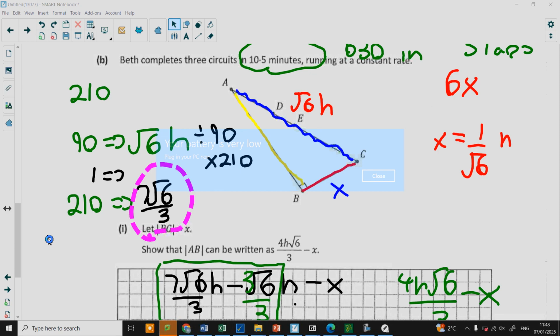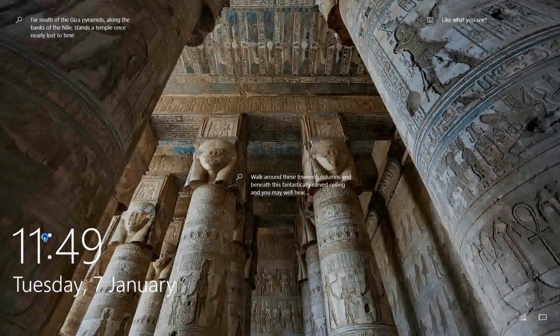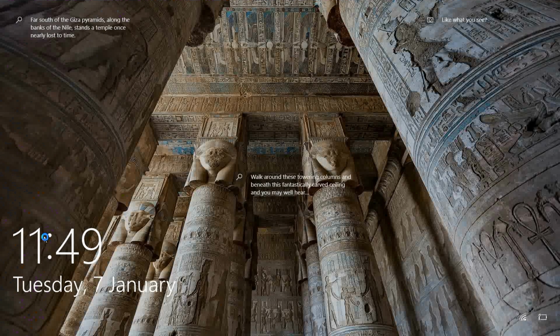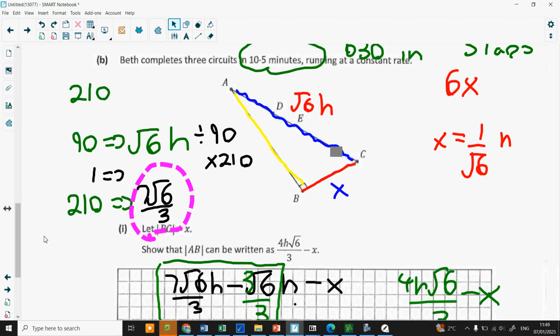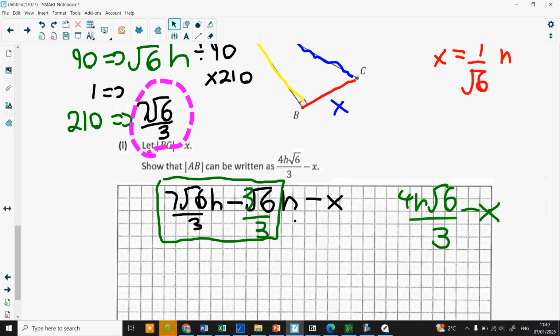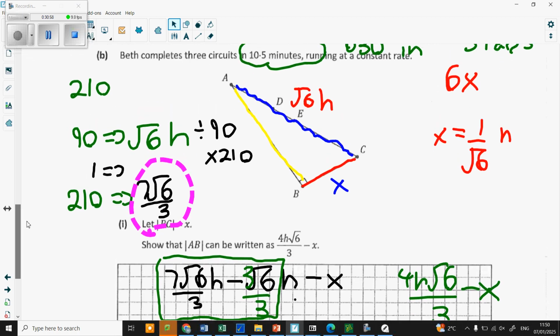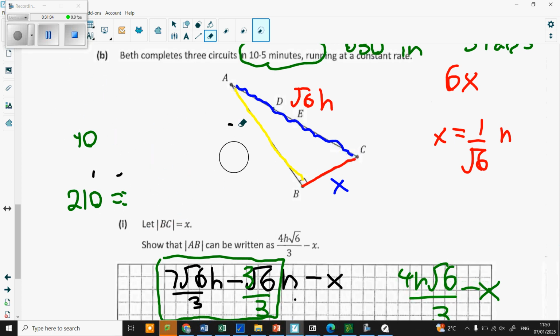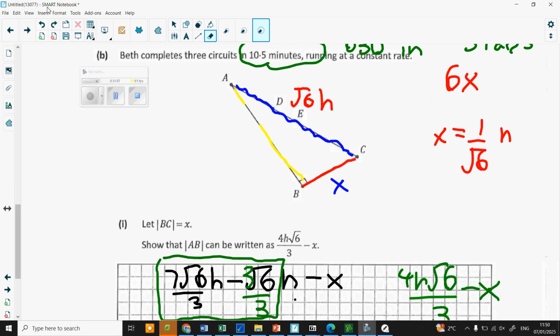Would you all agree that we know the area of this triangle is 16,800? And would you all agree it's a right angle triangle? Would you all agree it's half the yellow by the red? So what I'm claiming is it's half AB times BC. You cool with that?